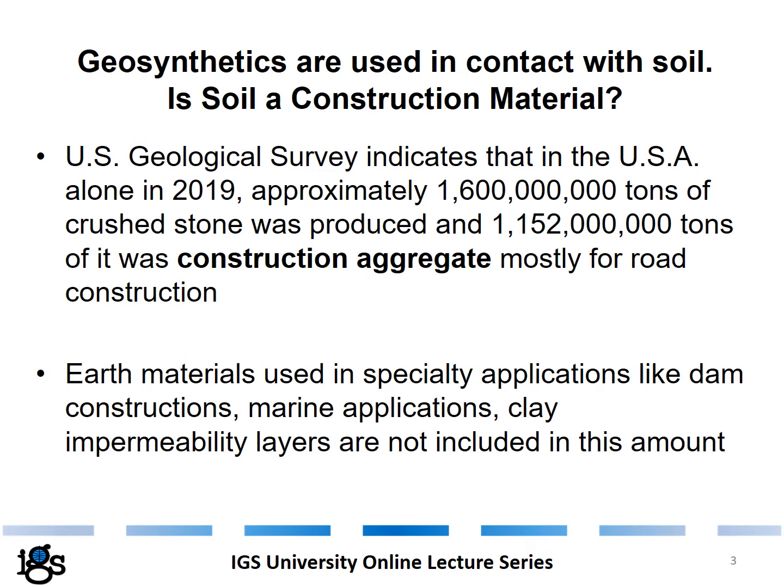US Geological Survey indicates that in the USA alone in 2019, approximately 1,600,000,000 tons of crushed stone was produced, and out of that, 1,152,000,000 tons was construction aggregate, mostly used for road construction, and this quantity doesn't include the earth materials used in specialty applications like dam construction, marine applications, clay impermeability layers, etc.